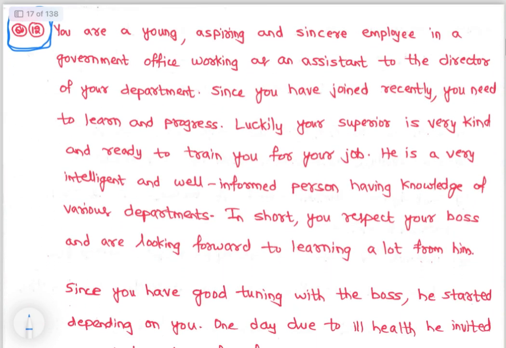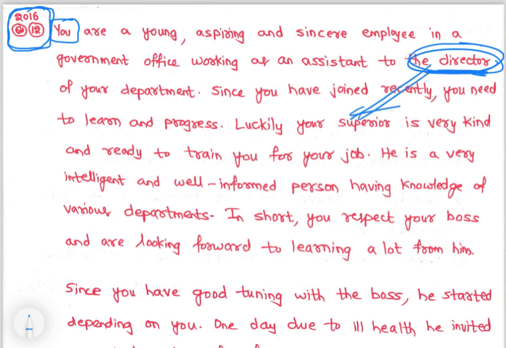So the case is you are a young, so you is a stakeholder. You are a young, aspiring and sincere employee in a government office working as an assistant to the director of your department. So the director of the department is the second stakeholder. Since you have joined recently, you need to learn and progress. Luckily, your superior, that is the director, is very kind and ready to train you with your job. He is very intelligent, well informed person having knowledge of various departments. In short, you respect your boss and are looking forward to learning a lot from him.